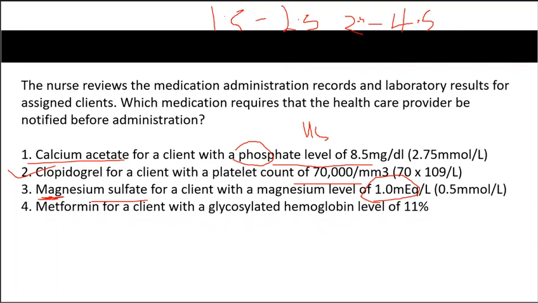Metformin for a client with a glycosylated hemoglobin level of 11%. We know that a normal A1C level should be below 5.7. If it's 5.7 to 6.4, that's pre-diabetes. So normal should be less than 5.7, 5.7 to 6.4 pre-diabetes, and if it's 6.5 or more, it indicates diabetes. So my client has diabetes, and giving him glucophage or metformin is not a bad idea. We don't need to notify. So number 2 would be our correct option.